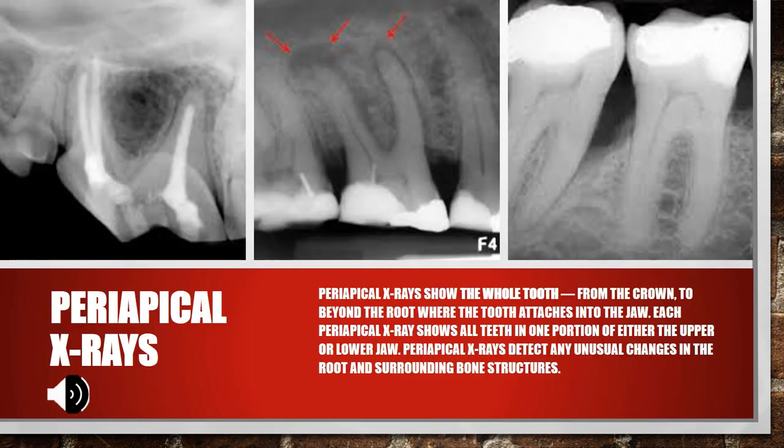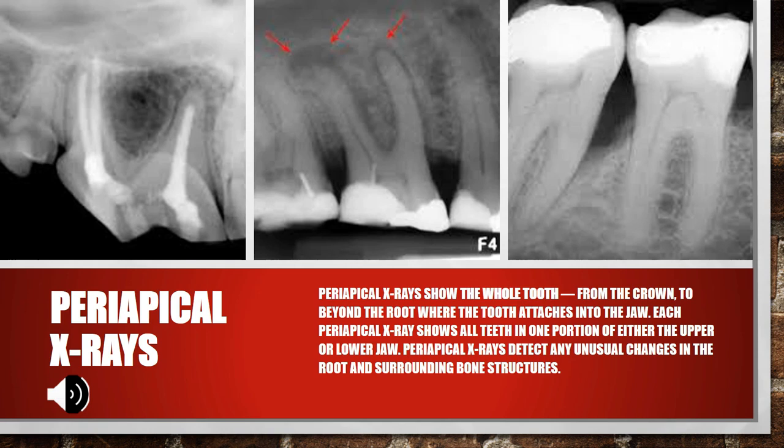Periapical x-rays will show the entirety of the tooth and the surrounding structures. This would be from the crown of the tooth to the apex, which is the root. Periapical x-rays help us identify various different types of issues. This may be a poorly treated tooth that may have had a root canal treatment or a post and core, or even issues with an implant placement.